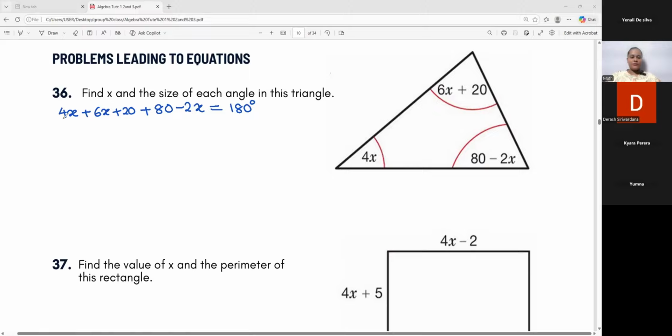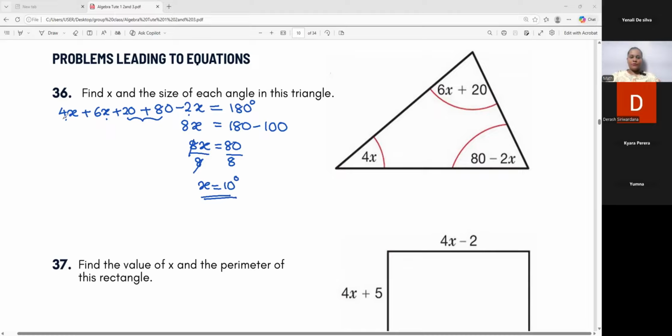Then add all the x terms. 4x plus 6x is 10x. 10x minus 2x is 8x. Then I can take this 80 and 20 to the other side. If I add them, 80 plus 20 is 100. Take it to the other side, it goes as minus 100. 180 minus 100, so 8x is equal to 80. Then divide both sides by 8. x is equal to 10 degrees.